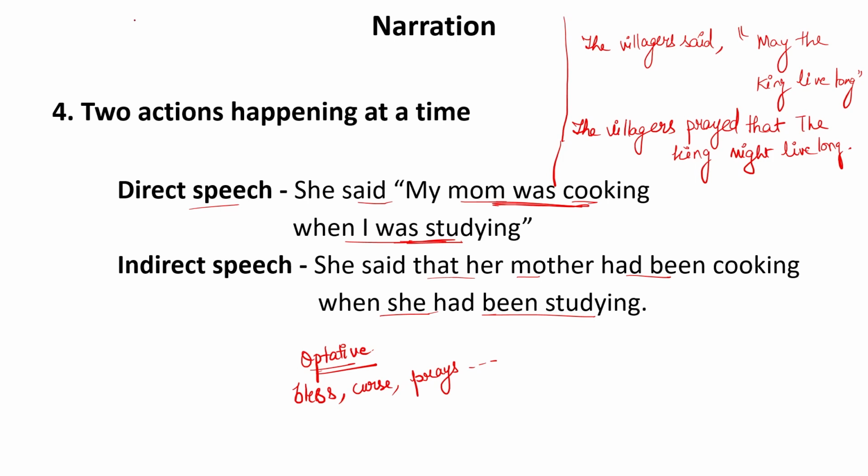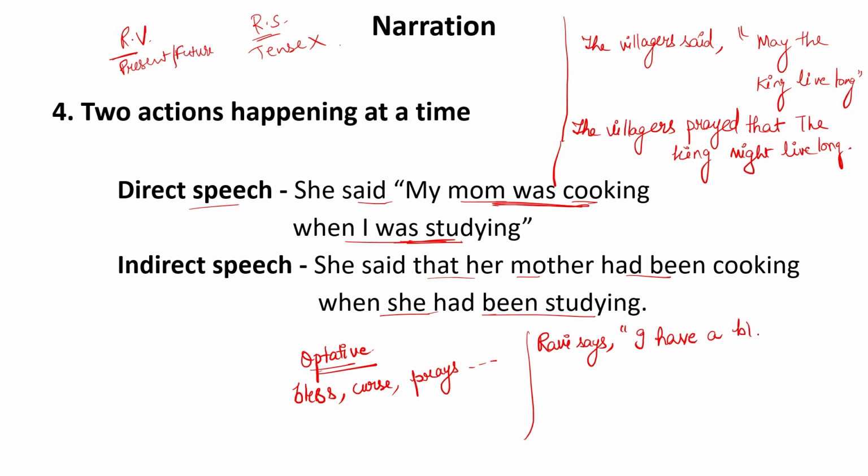One more thing is there. If the reporting verb is in present tense or future tense, we know well that the tense of the reported speech will not change. For example, Ravi says, I have a black shirt.